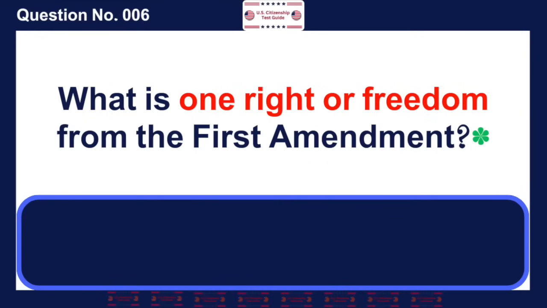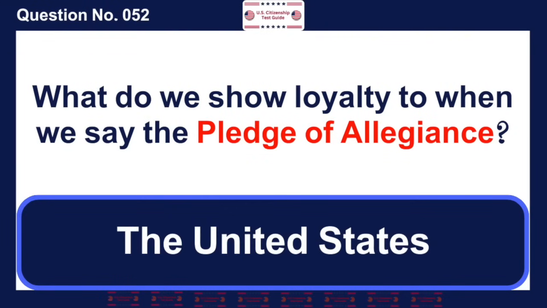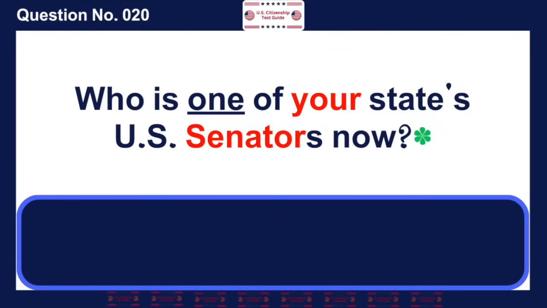What is one right or freedom from the First Amendment? Speech. What do we show loyalty to when we say the Pledge of Allegiance? The United States. Name one problem that led to the Civil War. Slavery. Who is one of your state's U.S. senators now?